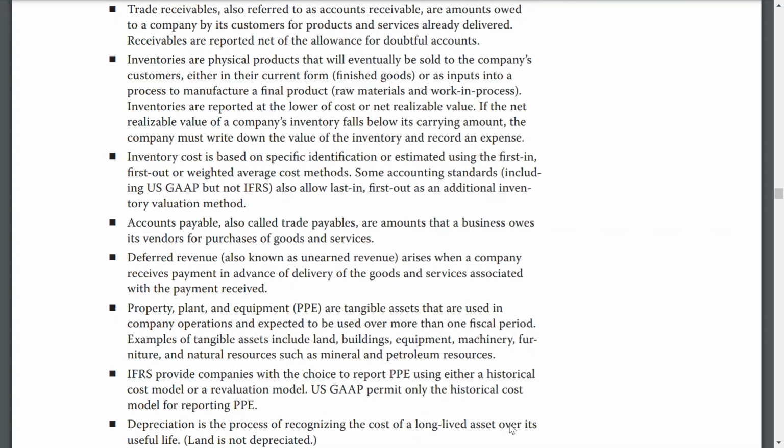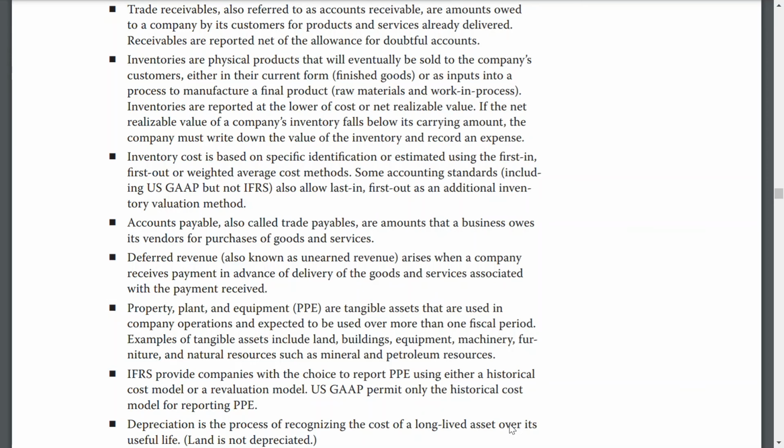Inventories are physical capital that will eventually be sold to the company's customers, either in their current form, which are finished goods, or as input to manufacture a final product. Inventories are measured at the lower of cost or net realizable value, and if the net realizable value of the company's inventory falls below its carrying amount, the company must write down the value of the inventory and record an expense. Inventory cost is based on specific identification or estimated use.